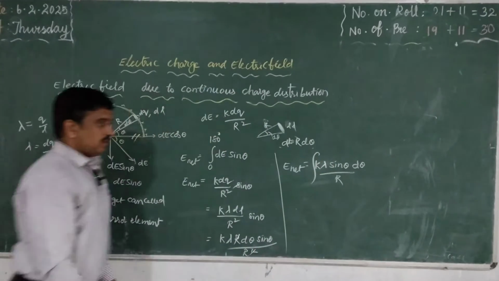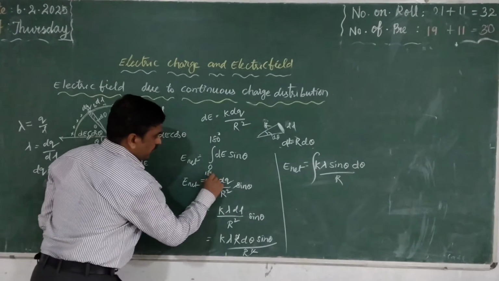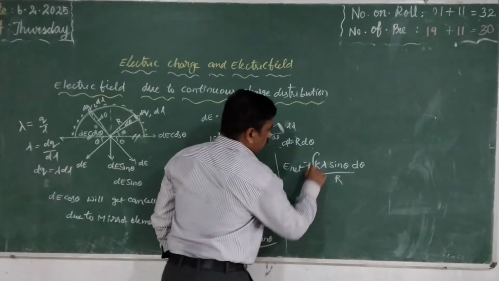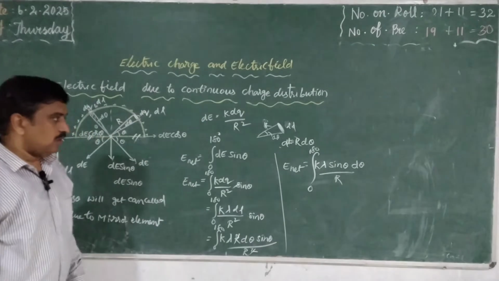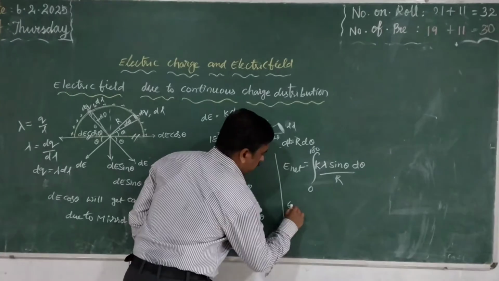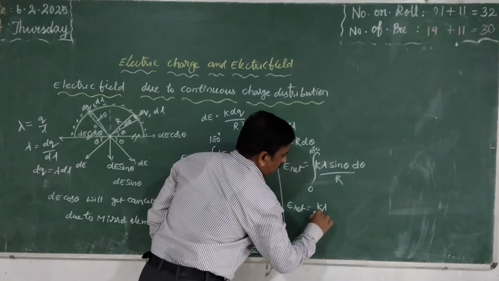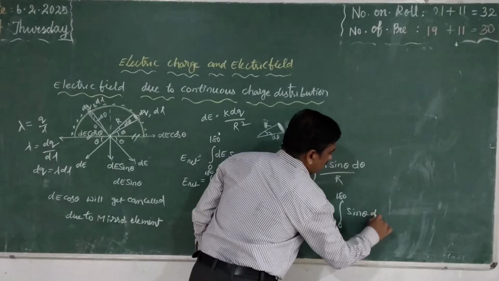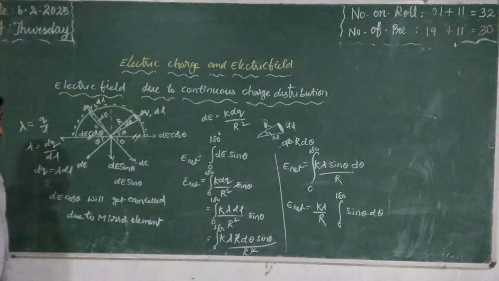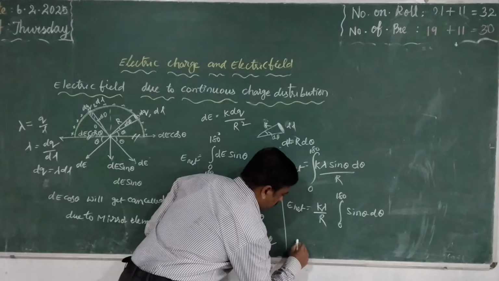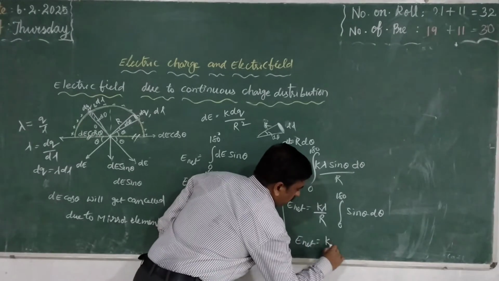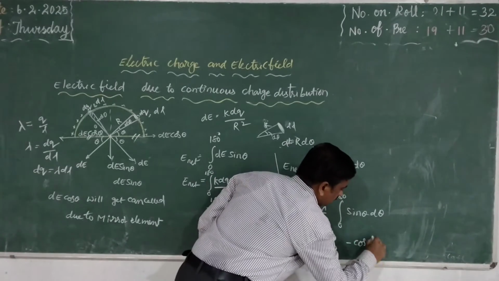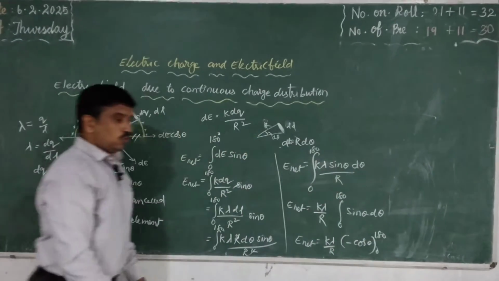We take the interval, which is 0 to 180. Here k is constant, lambda is constant, r is constant, so we can write them outside. E net equals k lambda by r times the integral from 0 to 180 of sin theta d theta. The integral of sin theta d theta is minus cos theta, with interval 0 to 180.